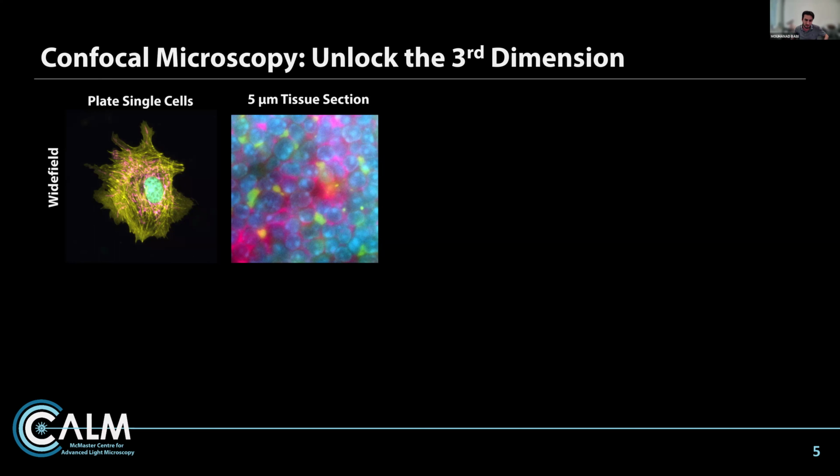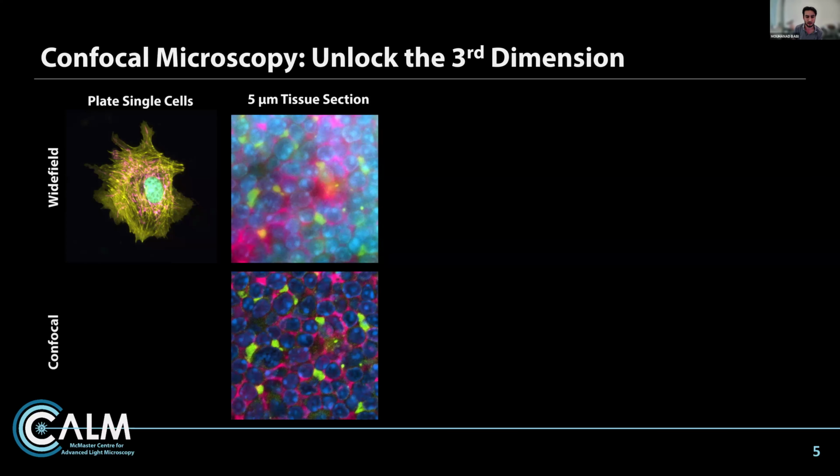And this is where a different microscopy technique is needed. Usually confocal microscopy would be used to block this out of focus light and give you much higher contrast in your image, so now you can actually see the individual layers within your tissue or thicker sample.